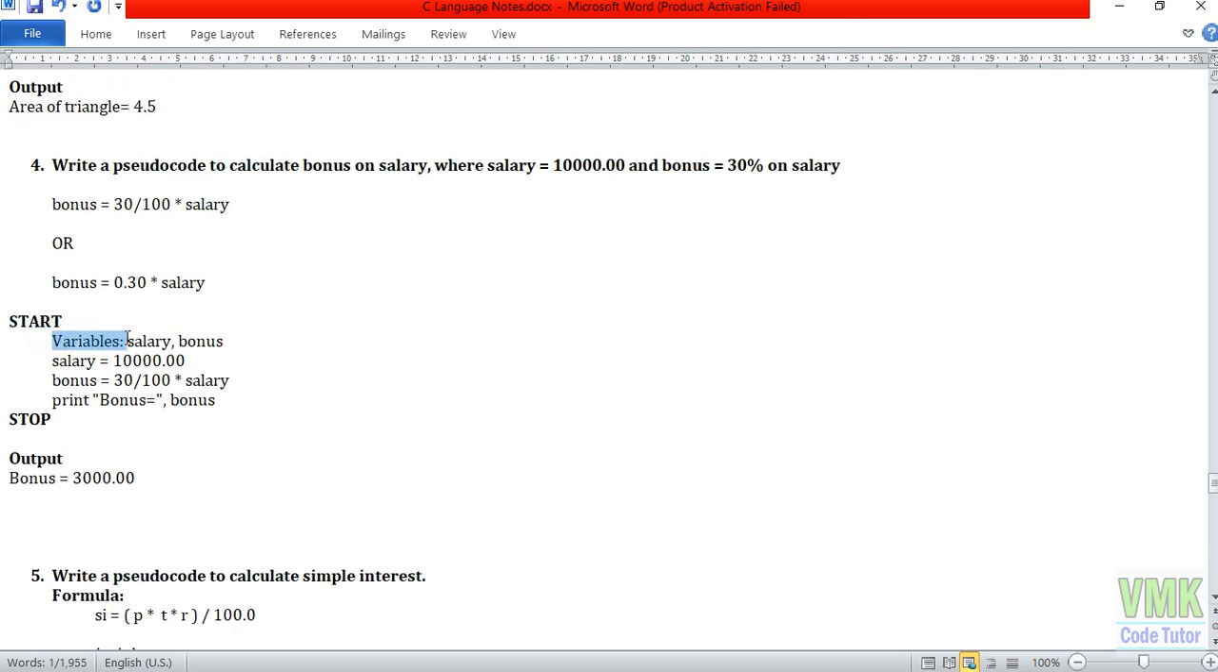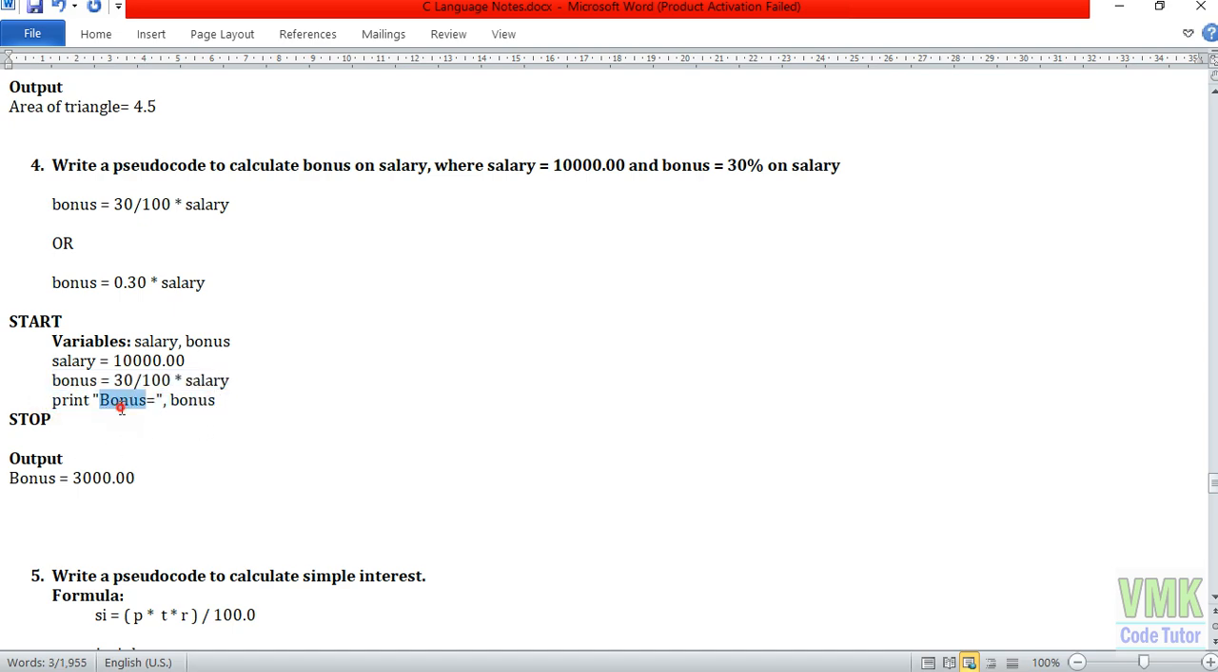Therefore, start. Now we are going to create the variables first of all. The two variables that are required are salary and bonus, where salary is equal to 10,000 and bonus is equal to 30%, I mean 30 by 100 into salary. Then print bonus is equal to bonus.